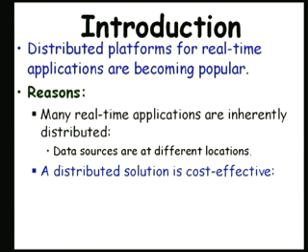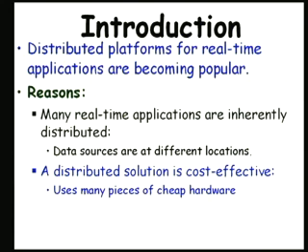solution is cost effective. We were discussing this last time, that we can process the data as they arise and send only the filtered data or the summary data, and then actions are taken based on that. Therefore, we have processing of the data at different locations and a central controller. Also, this solution can be implemented using many pieces of cheap hardware. Compared to a single powerful computer, a distributed solution can be cost effective.